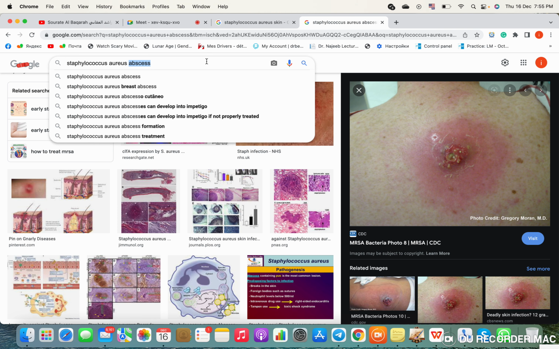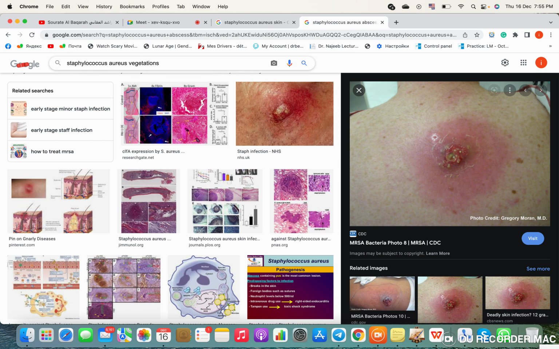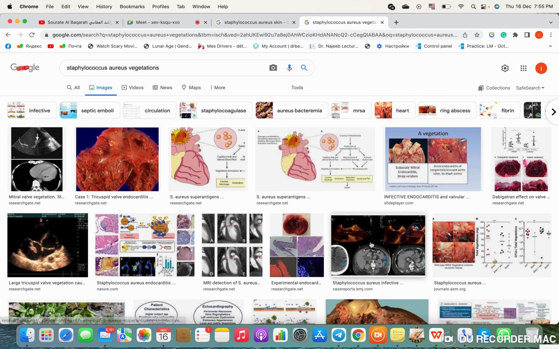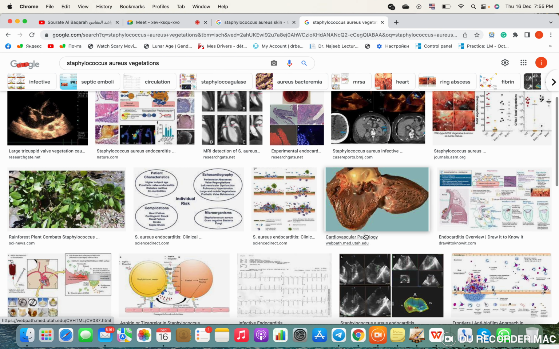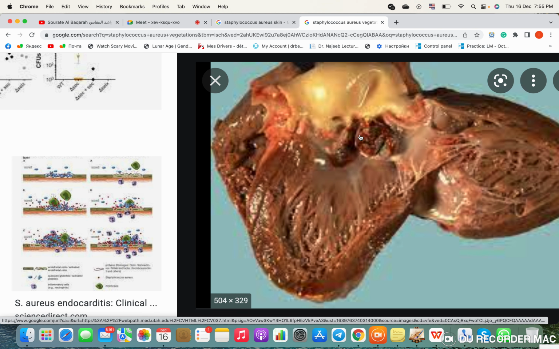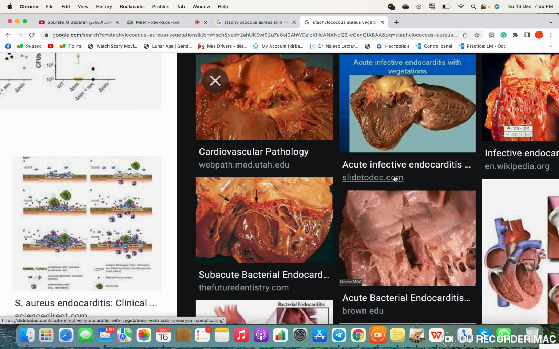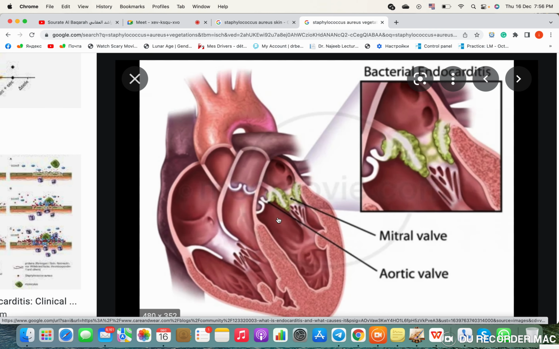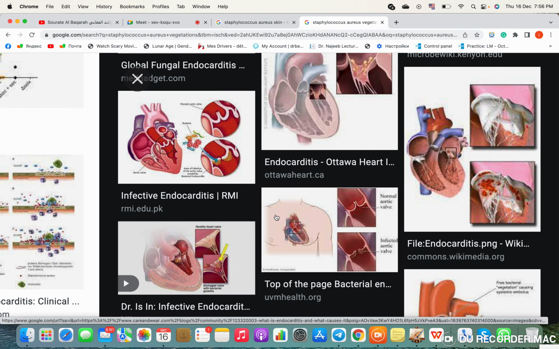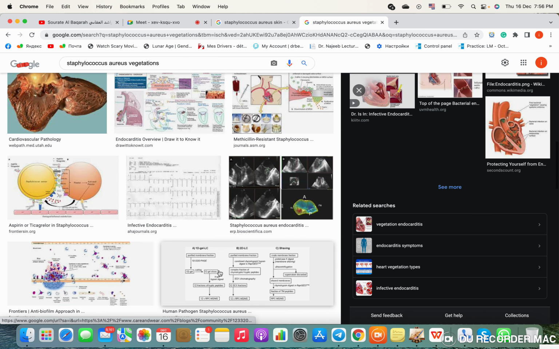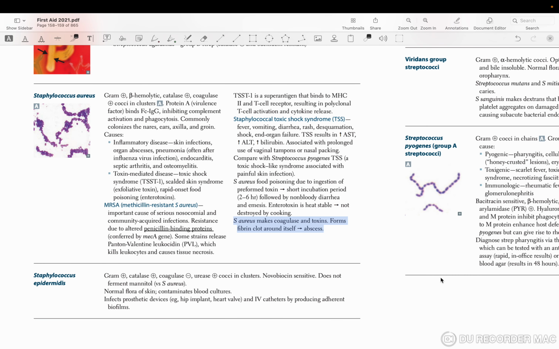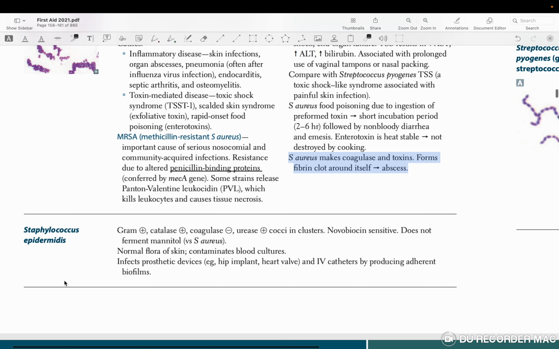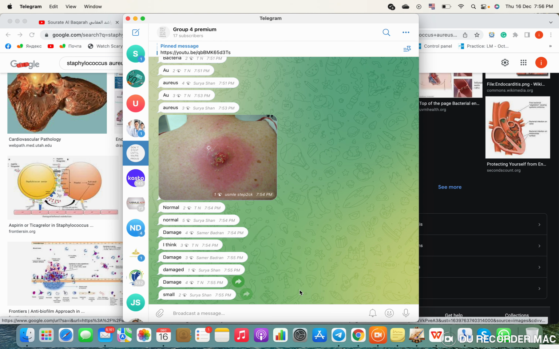So let's take a look at the vegetation. You can see the vegetations here are quite big, so that will be Staphylococcus aureus. If they were small, it would be viridans. Okay, good. So let's go back here. Let's speak about Staphylococcus epidermidis. Tell me please, is Staphylococcus epidermidis coagulase positive or negative?